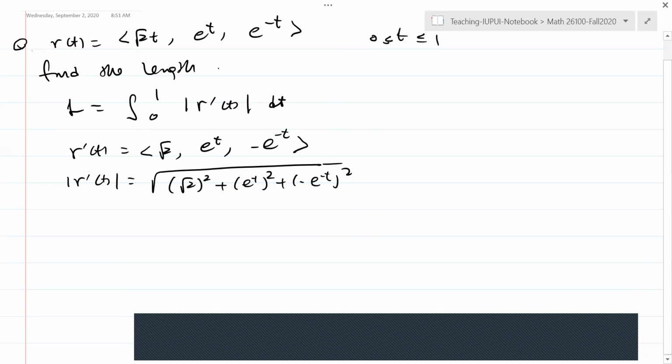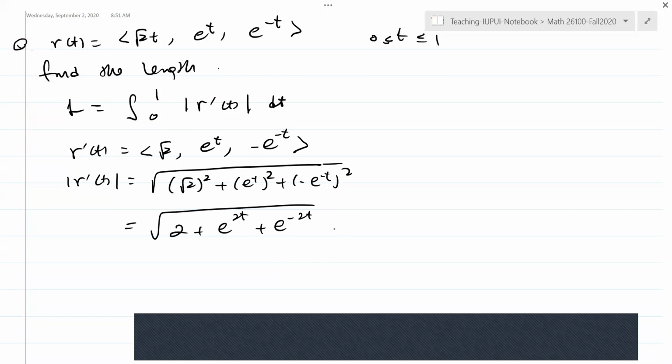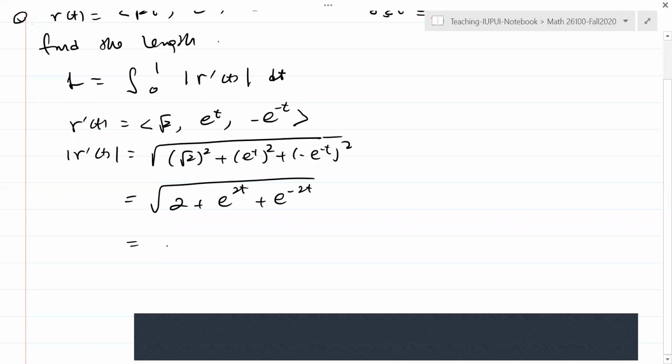Now, if I randomly pick a vector function for the curve, I don't think we are able to evaluate the integral because there's a radical involved. But for these problems, the expectation is more likely that we can evaluate the integral. So let's see what we get. It's 2 plus e to the 2t, and plus e to the negative 2t. Well, you have to do something, if possible, to get rid of the radical. Then you can evaluate the integral, easily find the antiderivative, right? So for this problem, I think it's easy to do that.